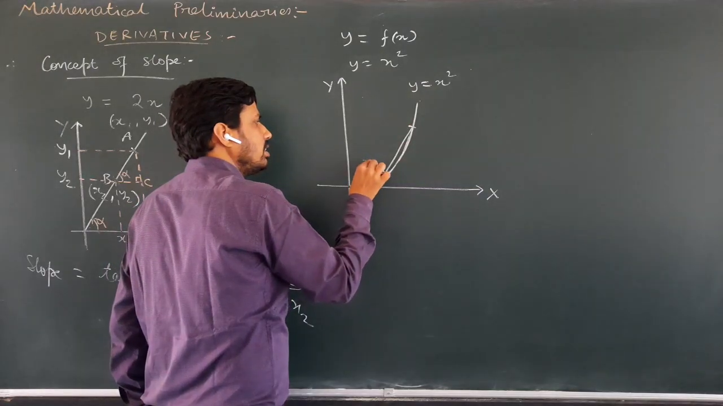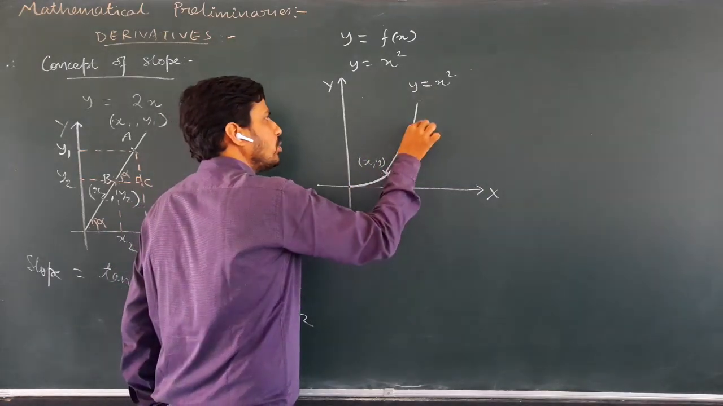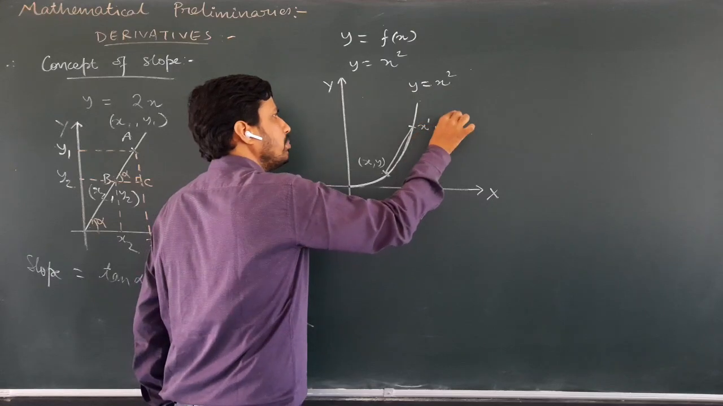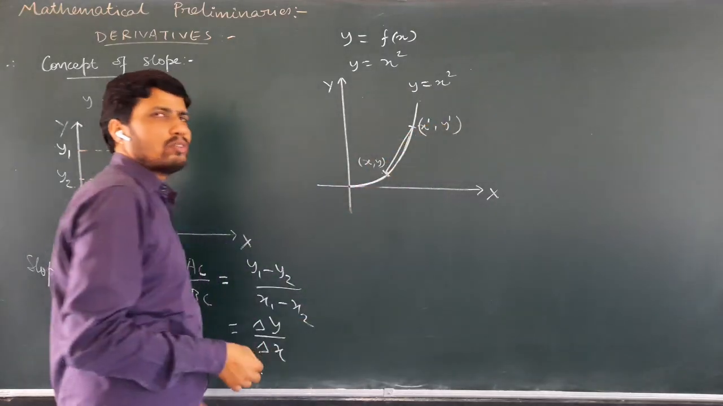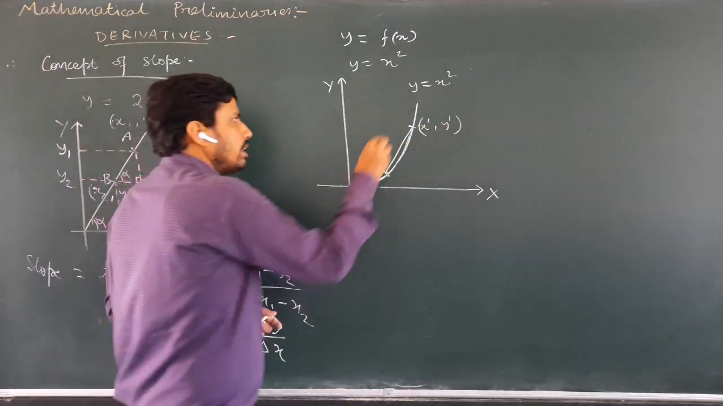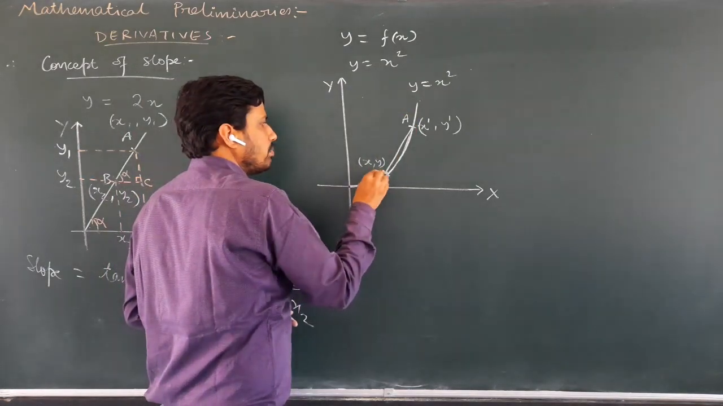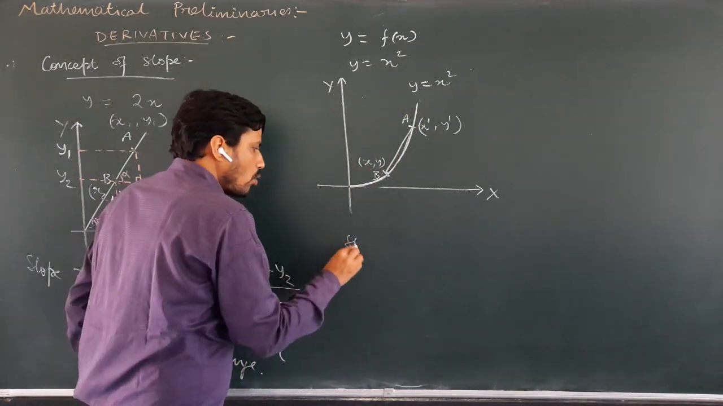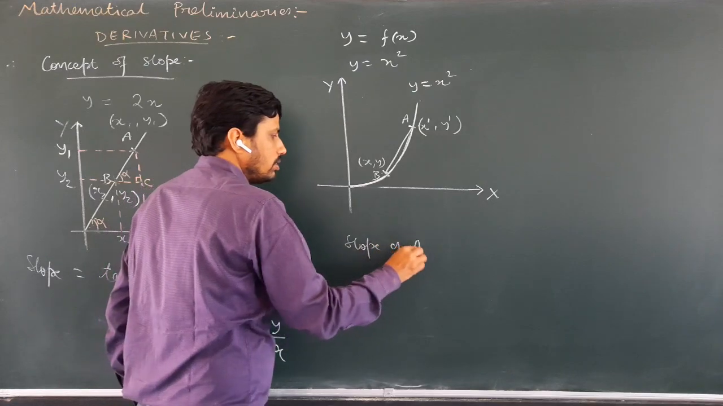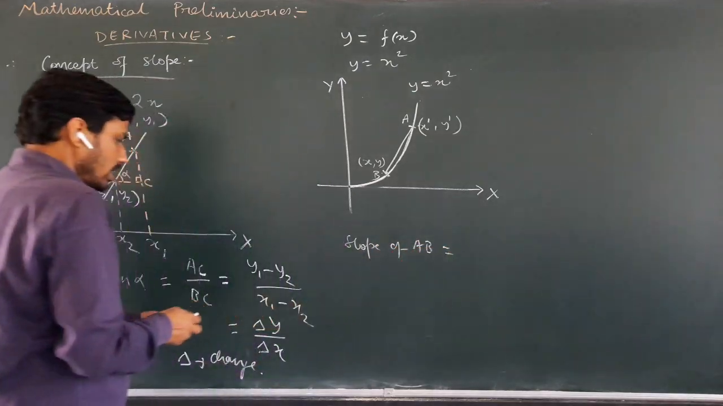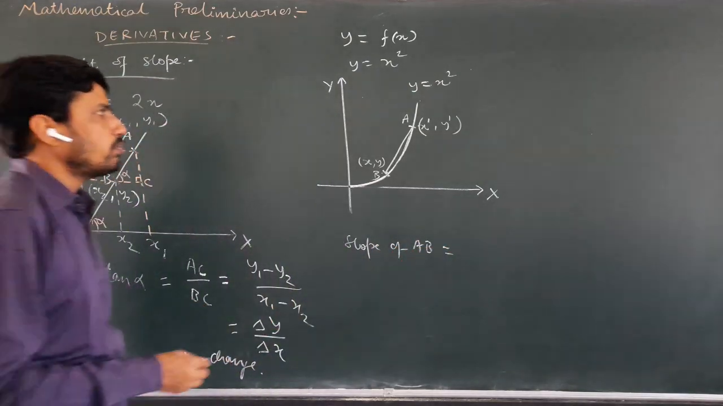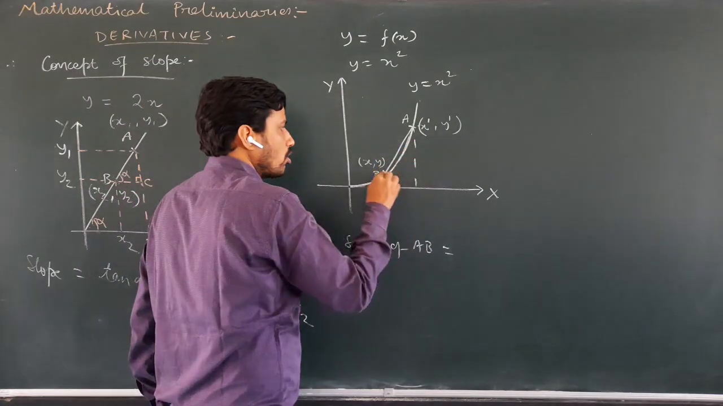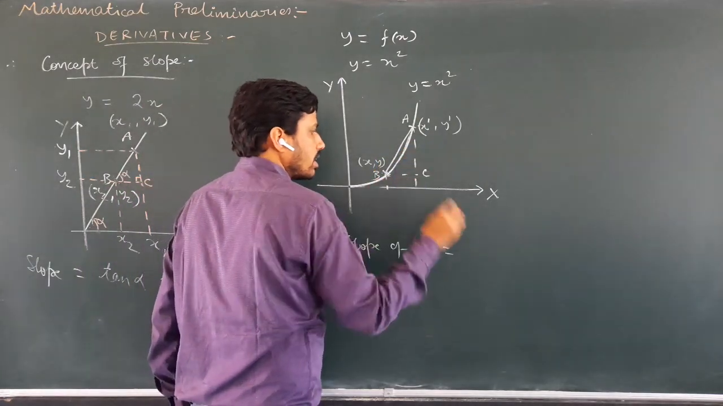Now let this point be x comma y. Let this point be x prime comma y prime. You can choose different symbols, x1, y1, x2, y2. Let this point be A, let this point be B. Then the slope of line AB, as we have discussed earlier, is the difference of y coordinates by the difference of x coordinates. From here we will draw perpendiculars, we will get this triangle.